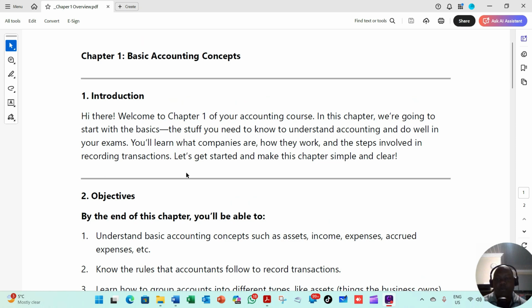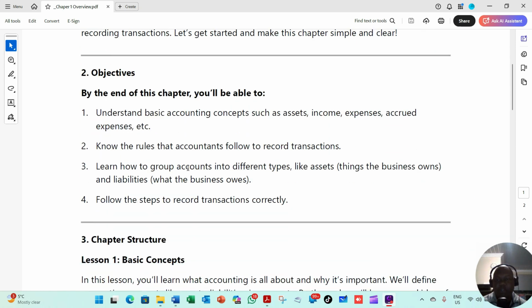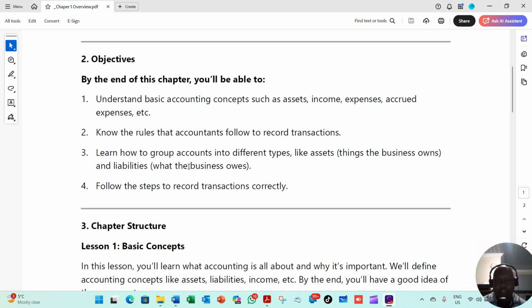So what this chapter is all about: at the end of the chapter, you will have an understanding of the basic accounting concepts, such as what an asset is, what an income is, what is an expense, what is accrued expense, and you'll be able to identify them even in a transaction. When you read a transaction, you should be able to tell that in this transaction there is an asset, there is an income, and which it is.